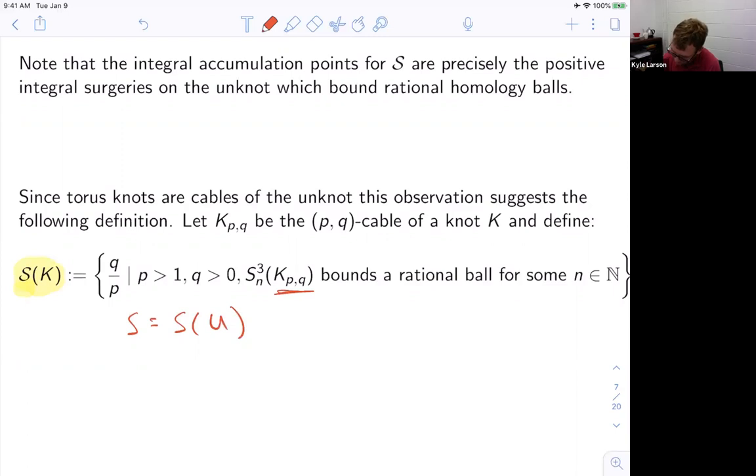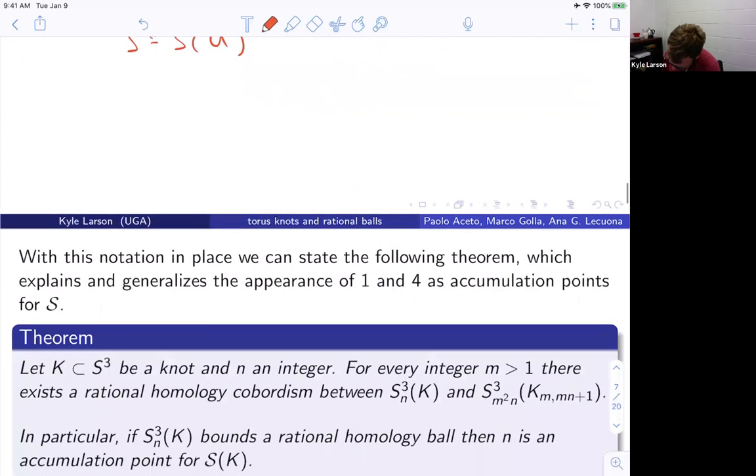So for a given knot K, we look at which cables admit surgeries that bound a rational homology ball. And we want to go back to the question we saw before, that the integral accumulation points for S were precisely the positive integral surgeries on the unknot which bound rational homology balls. And perhaps this generalizes to the situation here. And in fact, it does. So we have this theorem.